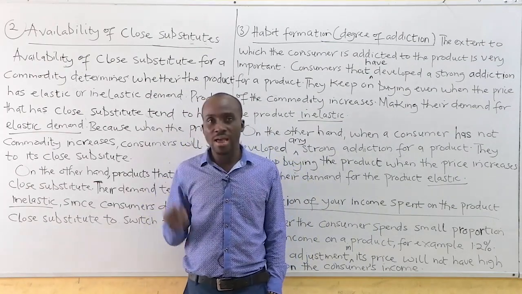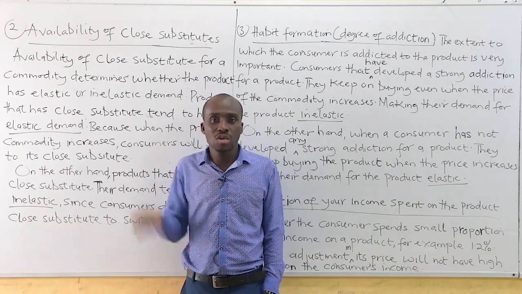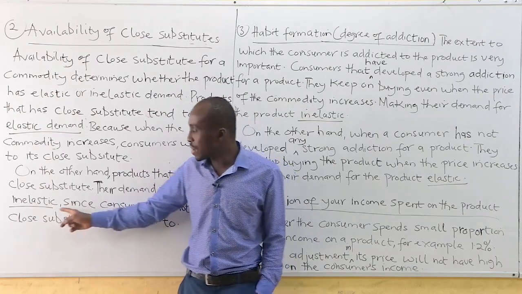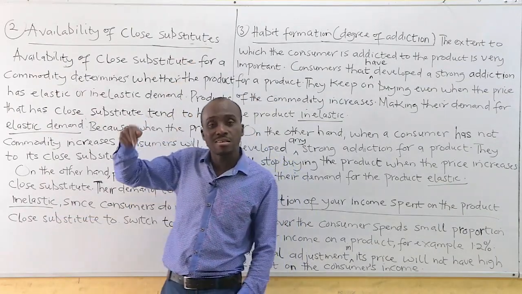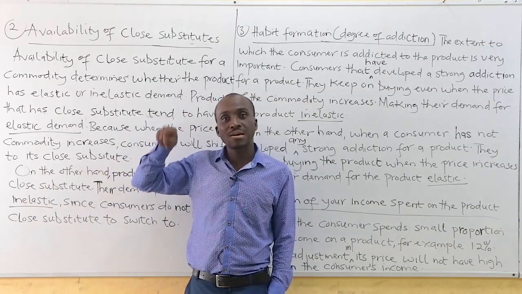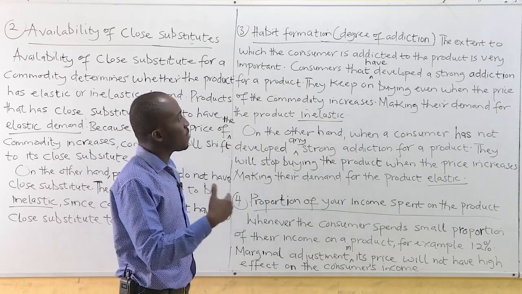You're going to buy a drug, you have to use the drug almost every month. When there's no substitute, what do you do? You keep on buying, right? So your demand becomes what? Inelastic. So the availability of a close substitute influences whether a product you buy will be elastic or inelastic. Let's see number 3, habit formation, degree of addiction.